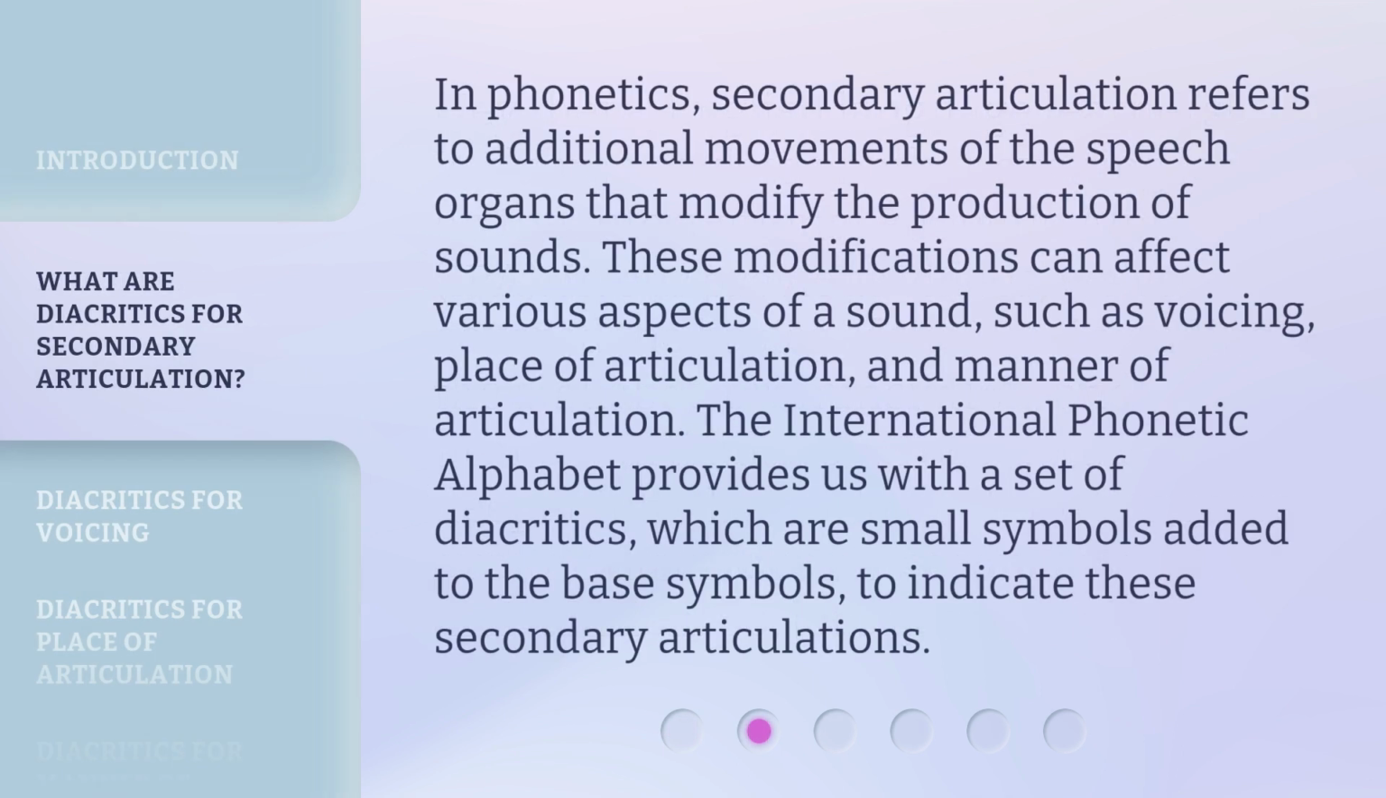In phonetics, secondary articulation refers to additional movements of the speech organs that modify the production of sounds. These modifications can affect various aspects of a sound, such as voicing, place of articulation, and manner of articulation. The International Phonetic Alphabet provides us with a set of diacritics, which are small symbols added to the base symbols, to indicate these secondary articulations.